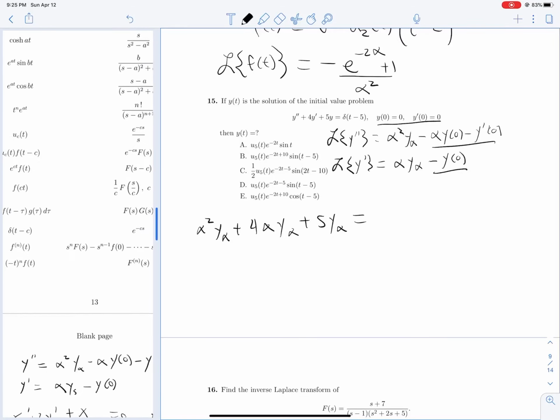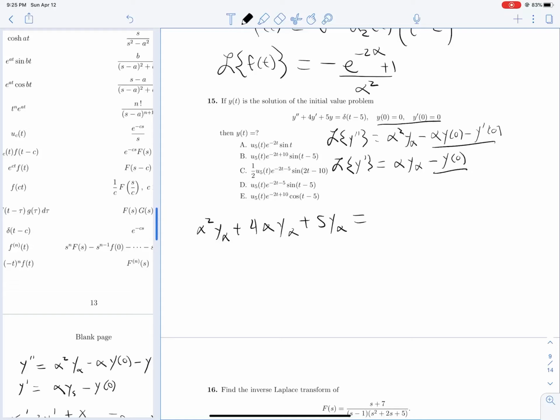Okay, the Laplace transform of gamma of t minus c is e to the negative cs. So our value of c here is 5, so we will get e to the negative 5 alpha. Rearranging things a little bit, we can factor out a y alpha on this side and have alpha squared plus 4 alpha plus 5 is equal to e to the negative 5 alpha, and we can divide that over. Alpha squared plus 4 alpha plus 5. And this is equal to our y alpha.